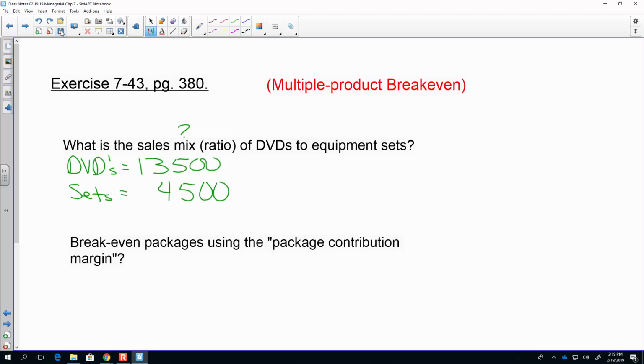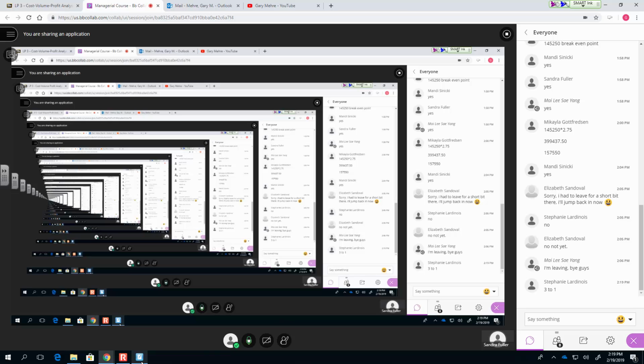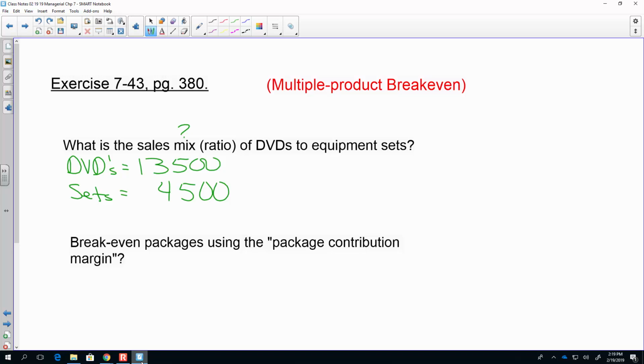It looks like it works. Yeah. What is it? DVDs would be 3 and then sets would be 1. Yep. Yes, Stephanie's right. It is 3 to 1.